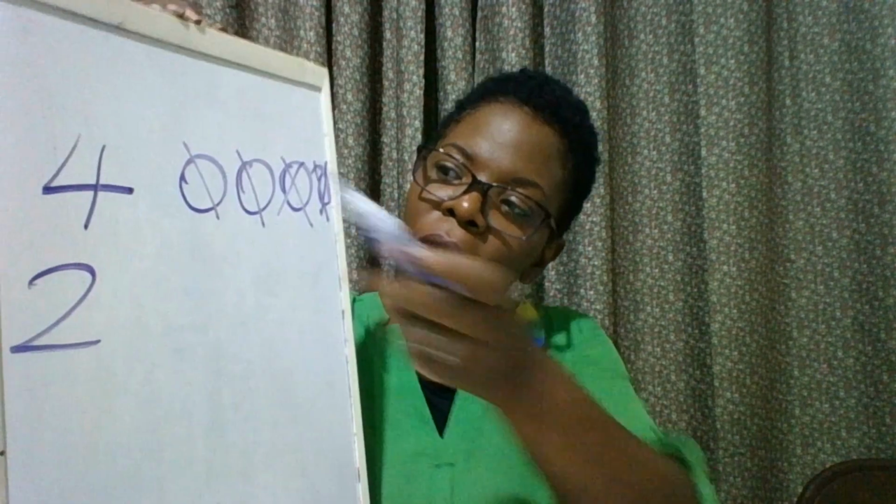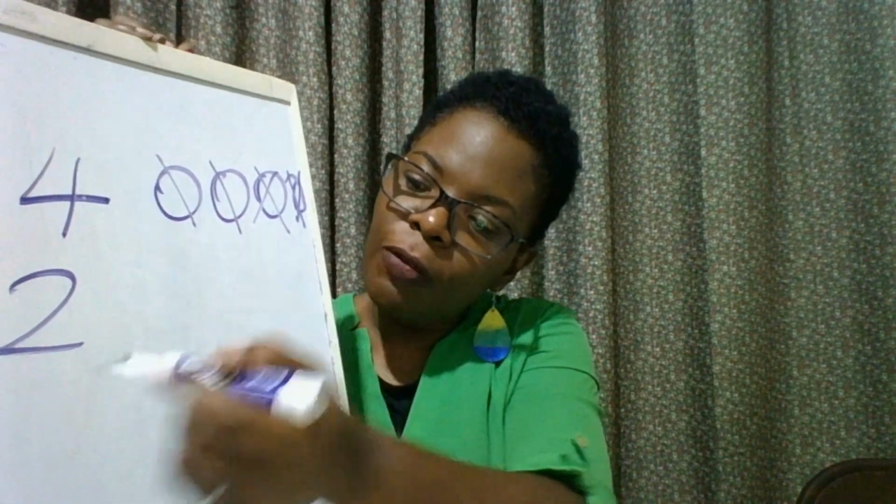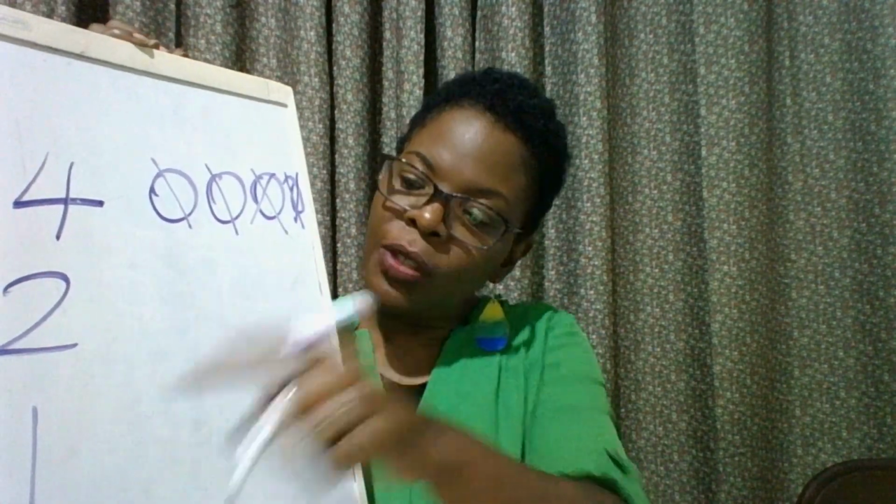Say that with me. A quarter is half of a half. So to find the quarter of anything, find half and then find half of the half. So remember that we're finding a quarter of 4. Let's go. Half of 4 is 2. Half of 2 is 1. How much is a quarter of 4? 1. Yeah, just like that.